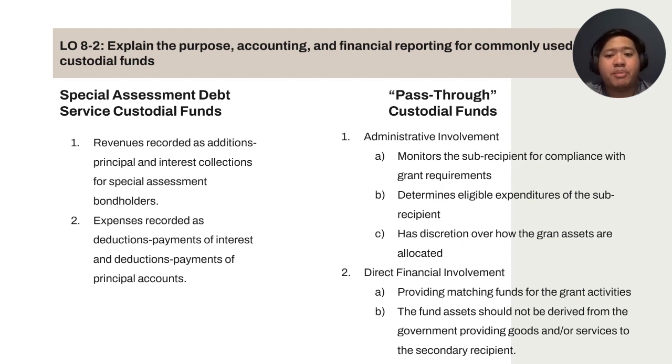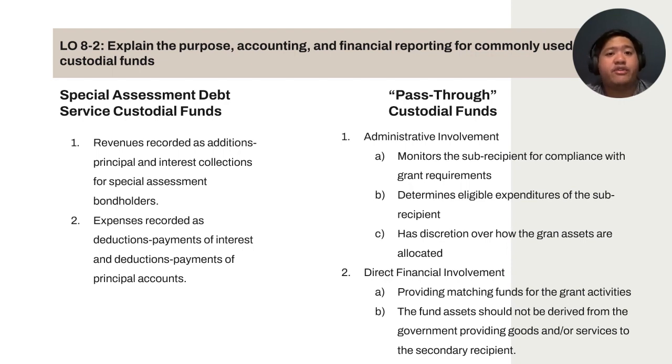Now, moving on to the pass-through custodial funds. Grant entitlements and shared revenues from the federal or state governments often pass through one level of government, which is the primary recipient, before distribution to a secondary subrecipient. Now, to determine what kind of involvement would be needed, it would be the administrative involvement or direct financial involvement, and the requirements for each of these are here on the slides.